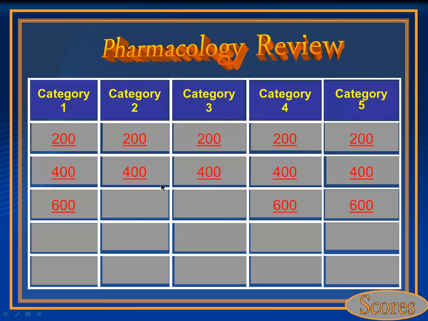All right, who's next? Group number 6. Let's go 1 for 600. Let's go what? 1 for 6.